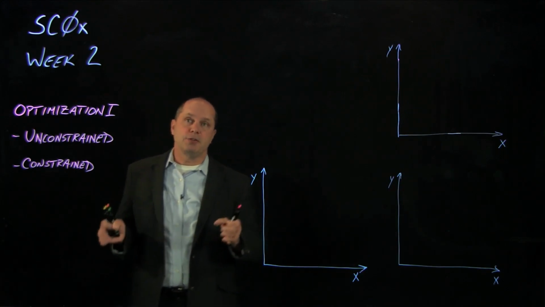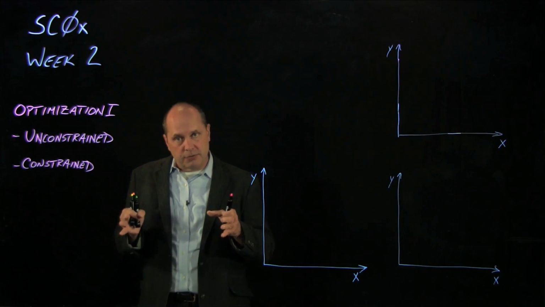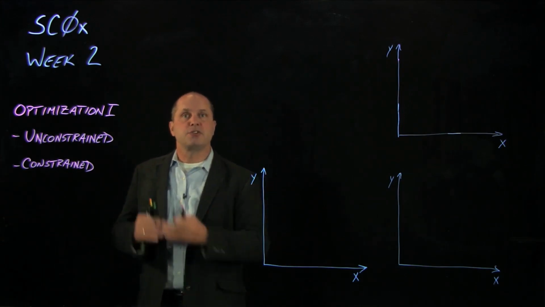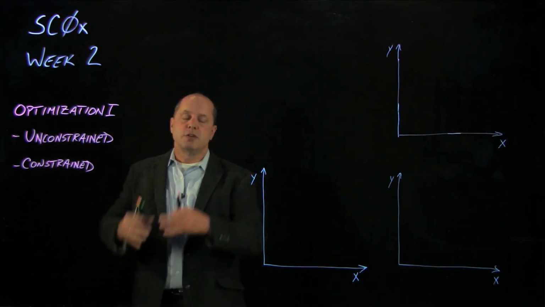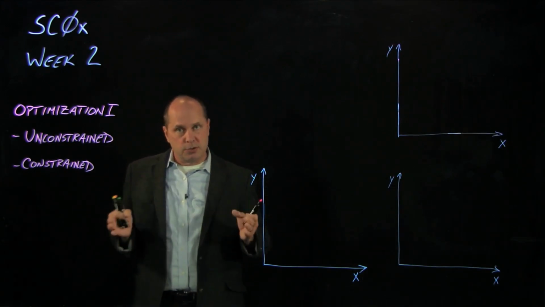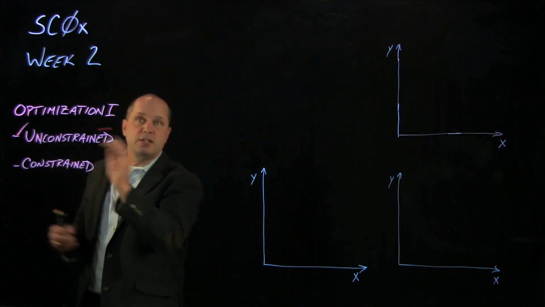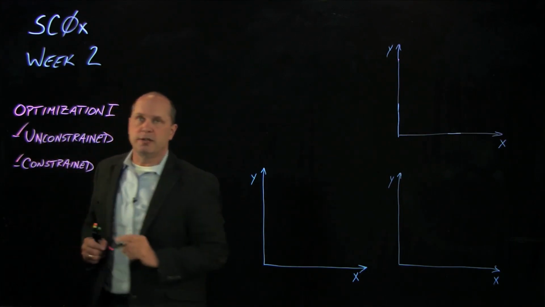This week is the first of 2 weeks where we'll talk about optimization. These are prescriptive models that tell you a solution. They're not just describing or predicting something, they're recommending a solution to a problem. And so we're going to talk about 2 types of optimization here. We're going to start with unconstrained optimization and then talk in the second lesson about constrained.